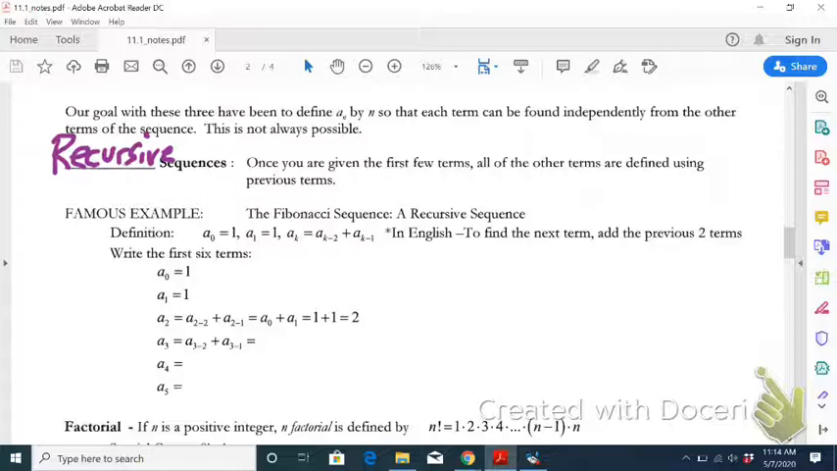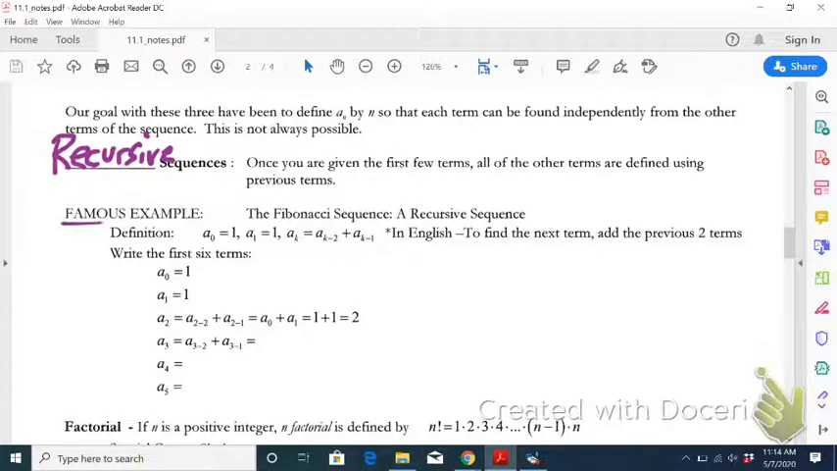Whereas if you have an explicit formula, like in the previous video, let's say a sub n was 2n minus 1, if I wanted to figure out what the 100th term was, I could just plug in 100 for n. With recursive, you can't do that. You would need the 99th term to find the 100th term.